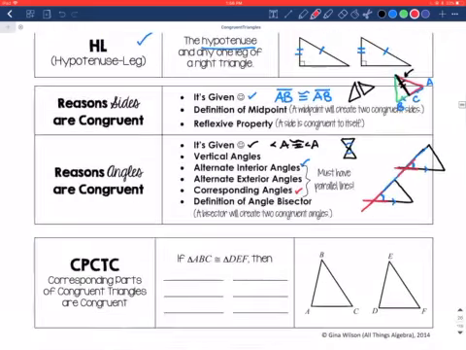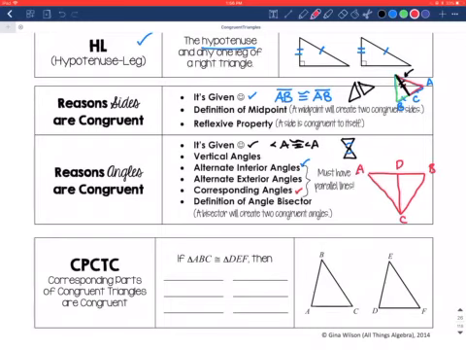And then you can also have the definition of an angle bisector. So an angle bisector would create two congruent angles. And that would be if you had two triangles like this. And if you said that A, B, C, D, you could say that DC is an angle bisector of the angle ACB, right? So in other words, it cuts C in half. So those will be two congruent angles. So that's how you could know that those two angles of the triangle are congruent.